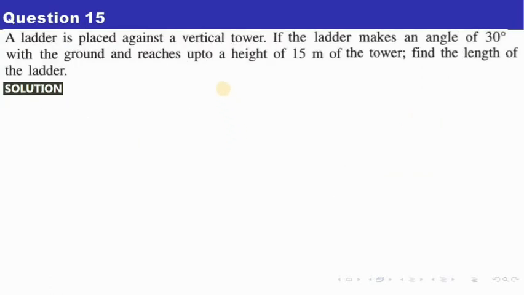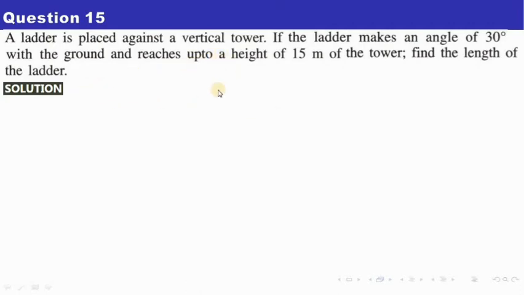Let's read question number 15. A ladder is placed against a vertical tower. If the ladder makes an angle of 30 degree with the ground and reaches up to a height of 15 meter of the tower, find the length of the ladder. This kind of question is very important, as you are going to deal with the very same kind of problems in your class 10 as well. That particular chapter is known as height and distance.